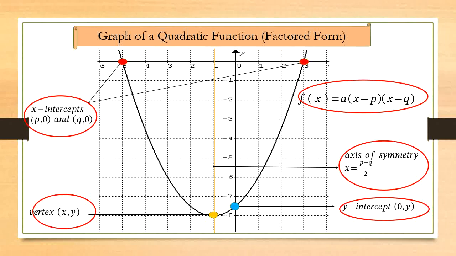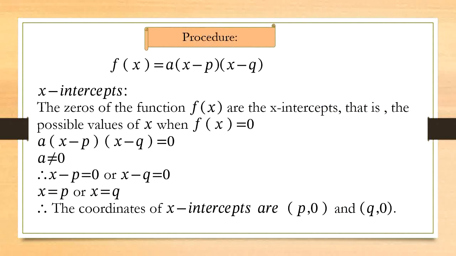And we know that the quadratic function in factored form is f of x equal to a times x minus p times x minus q. The x-intercepts are p and q, and this p and q are directly taken from the given function in factored form. Now, let us look at the procedure of finding x-intercepts, vertex, axis of symmetry, and y-intercept.